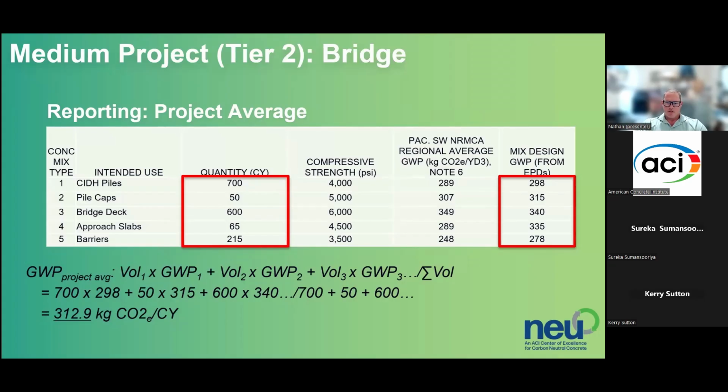So in this case, we're multiplying the 700 times the 298, the 50 times the 315, the 600 times the 340, et cetera, and then dividing by the total volume, the 700 plus the 50 plus the 600, et cetera. And we arrive at 312.9 kilograms CO2 equivalent per cubic yard in this case.